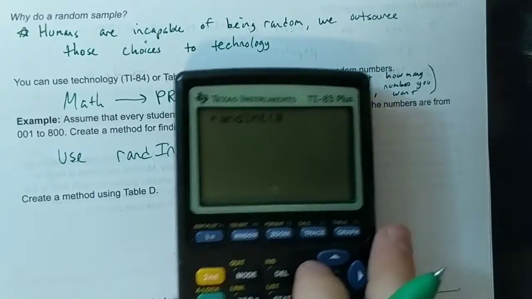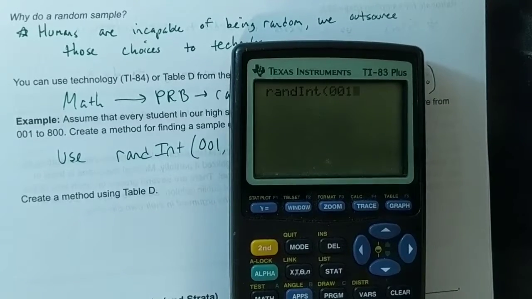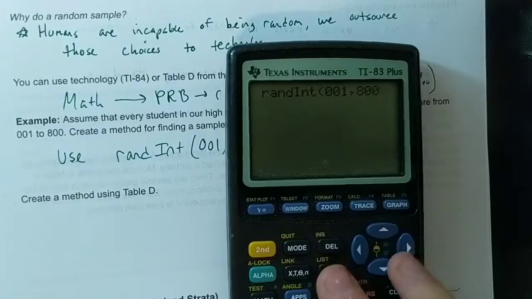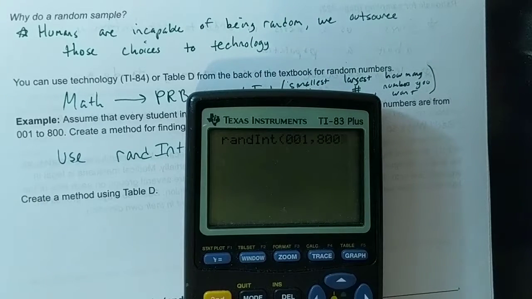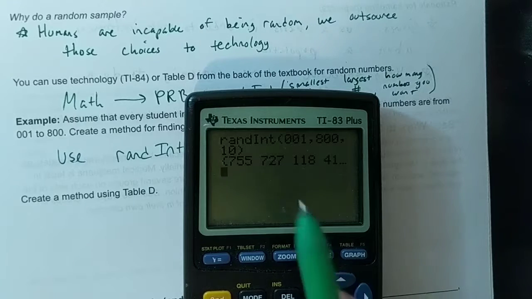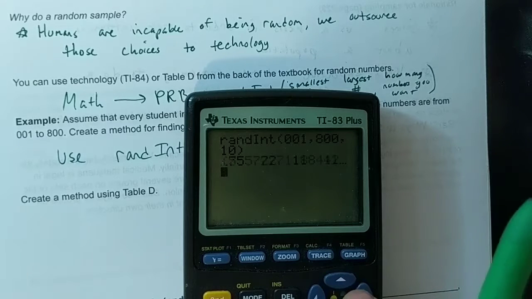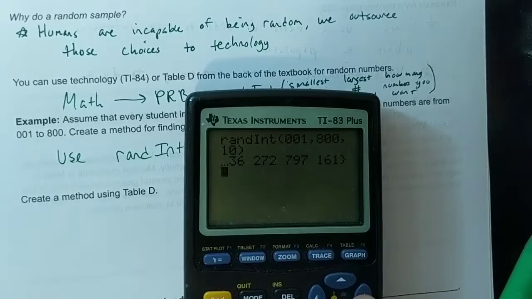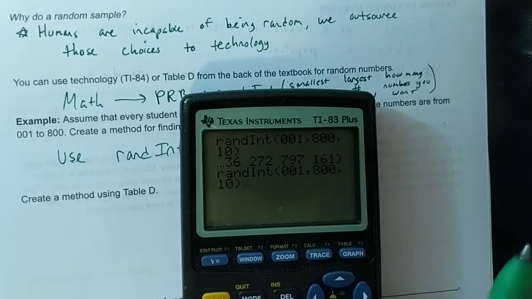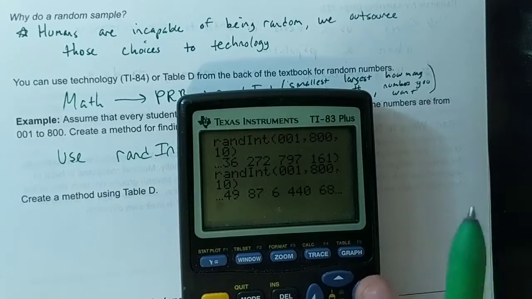So random integer 001, 800 is the largest, and we want 10 of those. And it gives us a list of 10 numbers that are 3-digit between 1 and 800. So you can actually highlight or actually scroll across, you can see all 10 of those. And if you want 10 more numbers, do it again, and you get 10 different numbers on top of that, and you can keep doing that, so on and so forth.